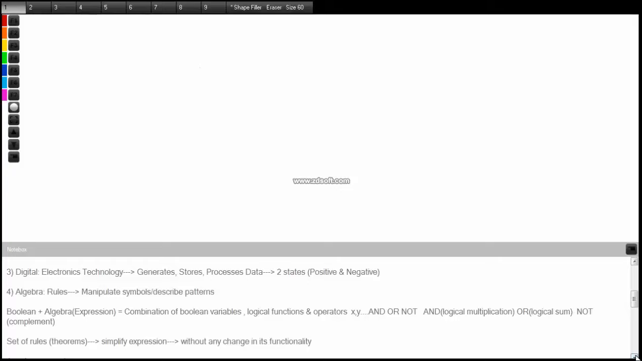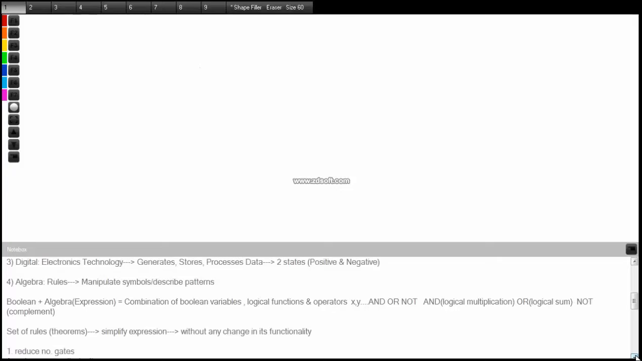Let us look into the advantages of simplification of expression. The first one is reduction of gates. Whenever we reduce the number of gates, what will be the other benefits with it? Obviously, the complexity of the circuit will decrease. Next, the total power dissipation will reduce. How does it happen? Every gate has its own power dissipation, right? So whenever you reduce the gates, in total, the power dissipation will get reduced due to the elimination of those gates.